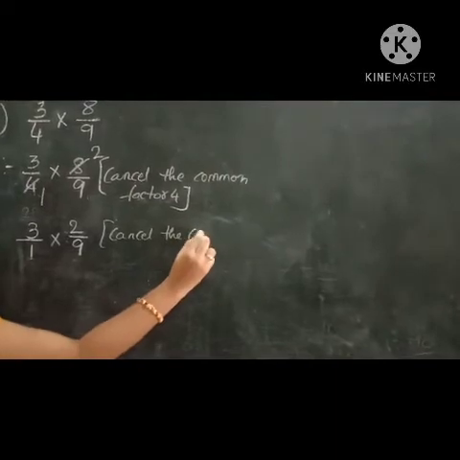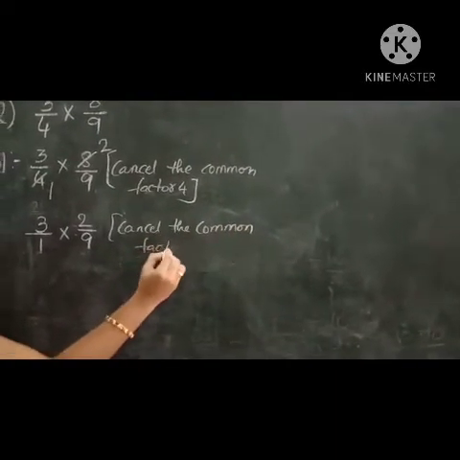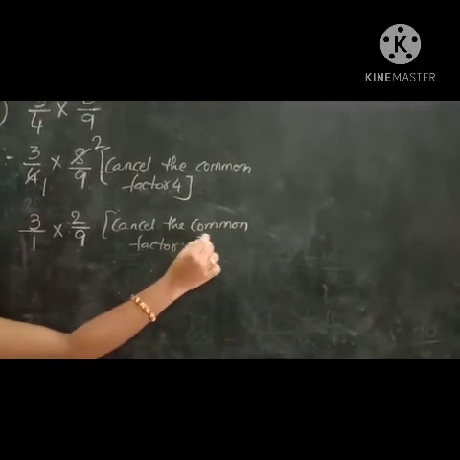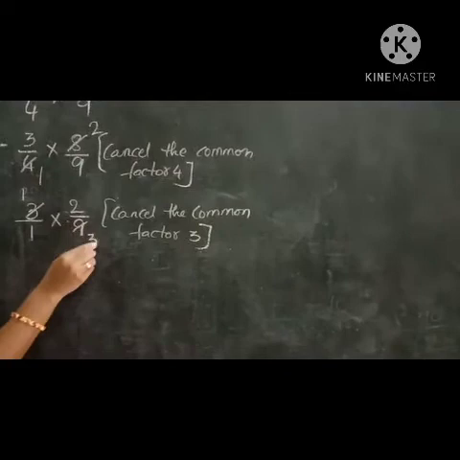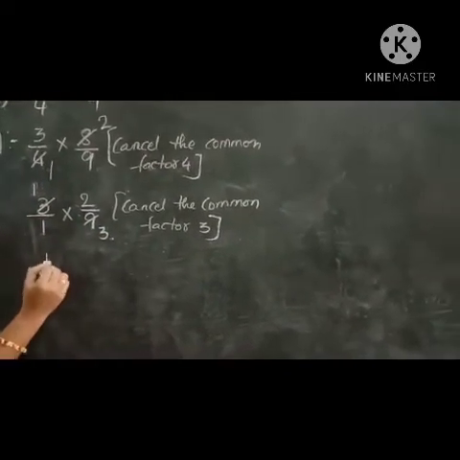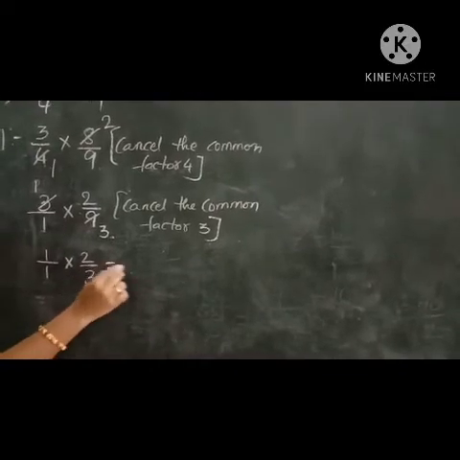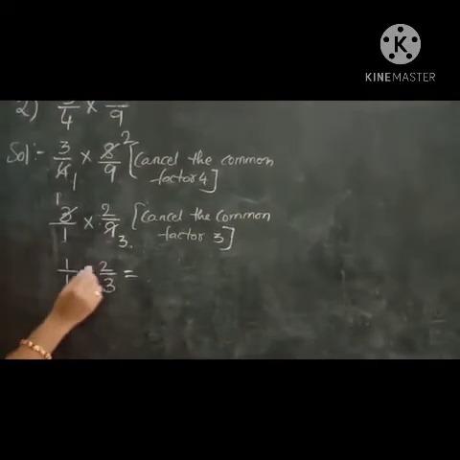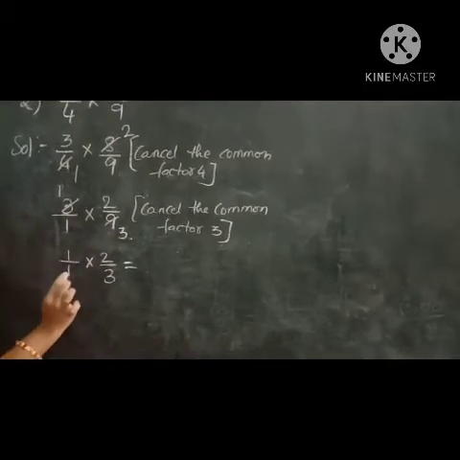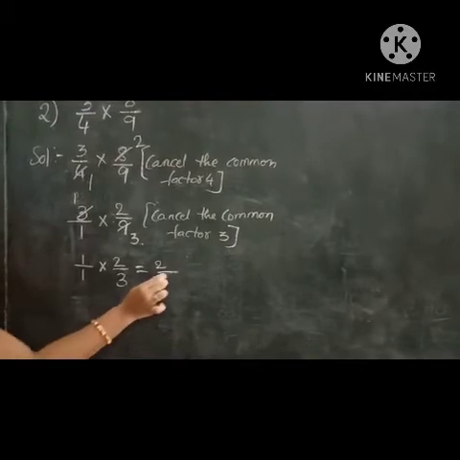Cancel the common factor. Which number? 3. 3 ones are 3, 3 threes are 9. So what are the numbers here? 1 by 1 into 2 by 3. Is there any cancellation? No. So we just have to multiply these two numbers. 1 into 2 is equal to 2. 1 into 3 is equal to 3.